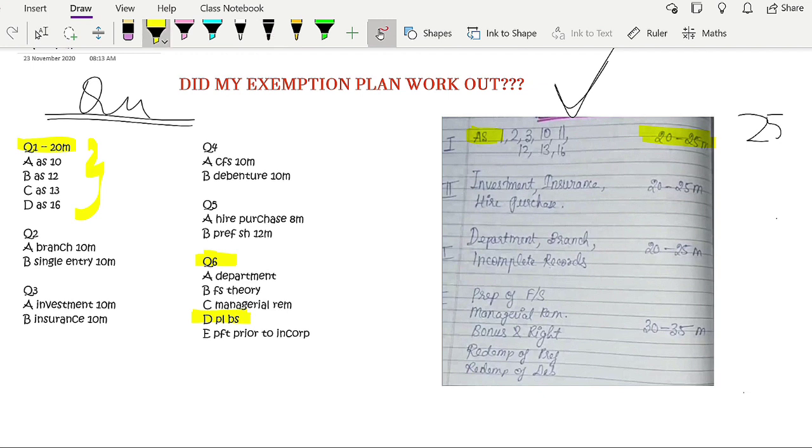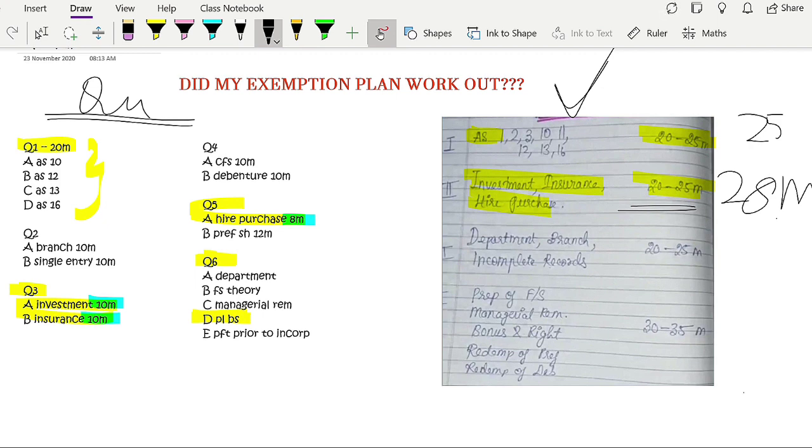After accounting standards, I told you that you have to read your investment, insurance and hire purchase, which would again come for 20 to 25 marks. Your question number 3A was investment and 3B was insurance, and hire purchase was asked in 5A. So 3A came for 10 marks, 3B came for 10 marks, and 5A came for 8 marks. I told you it would come for around 20 to 25 marks in your exam, and the same way, 28 marks had come in the exam.